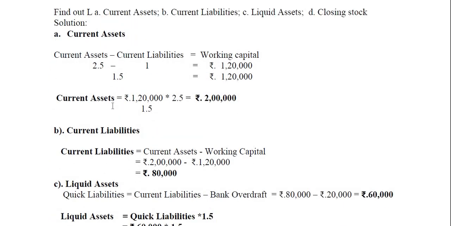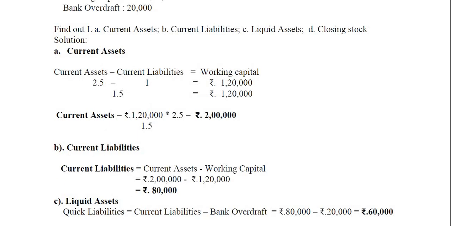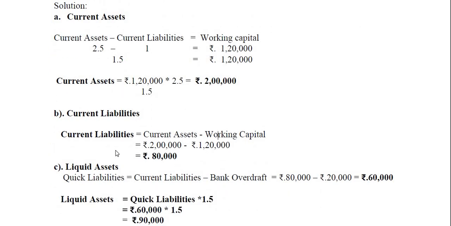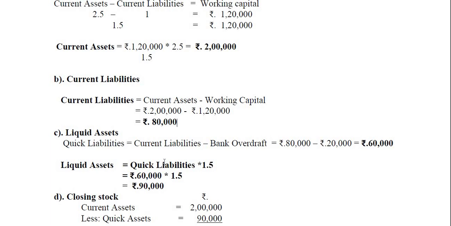Now what about current liabilities? Then working capital 1,20,000. So working capital is equal to current assets minus current liabilities. Whereas if you want to calculate current liabilities, current assets minus working capital. So 2 lakh minus 1,20,000, you will get 80,000.